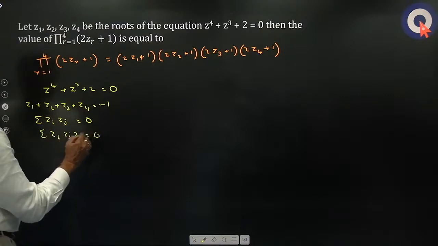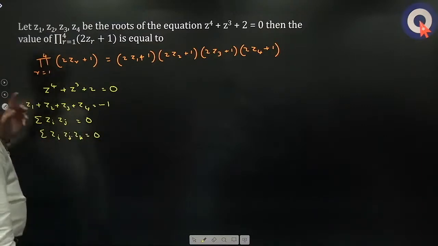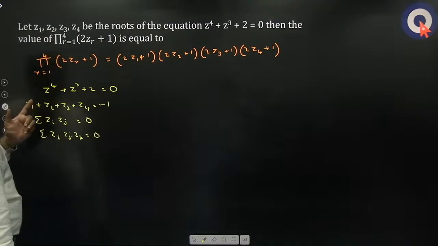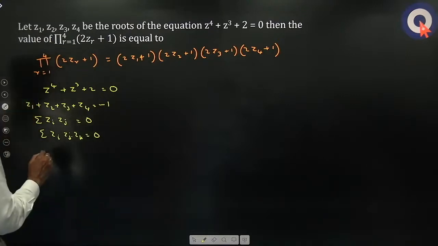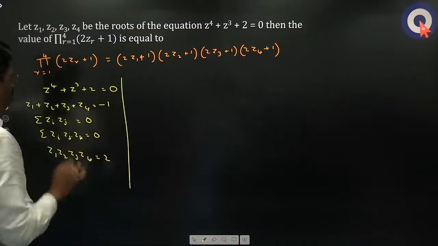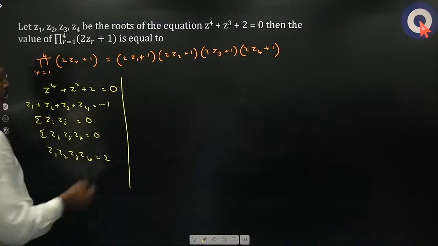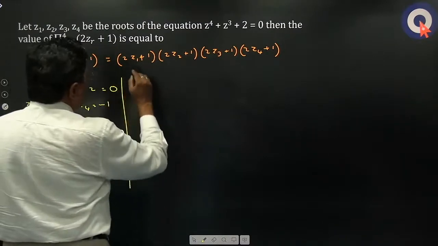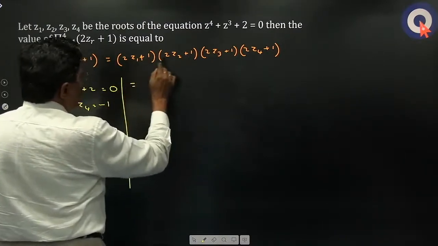This is also 0, with signs minus, plus, minus, plus. So the product of the roots, which is Z1, Z2, Z3, Z4, is equal to 2. So this is what you got. Just keep it aside, and then you just consider this product. This product is 2, 2, 2, 2.